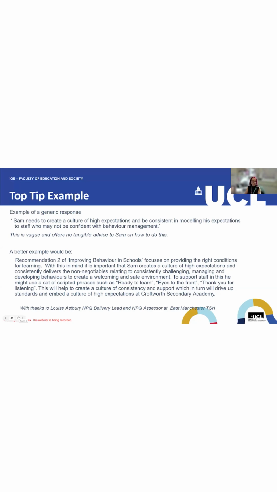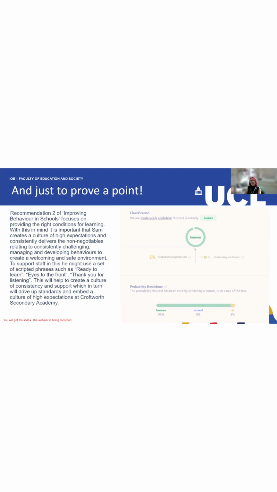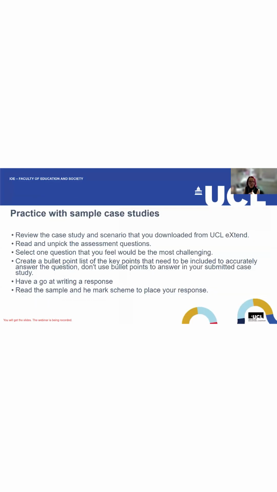So that you can make sure it's actionable suggestions. And then just to prove a point about AI, this is the response that you've just been looking at that I wrote. I've fed it into AI and it thinks I am 95% human, which, given I've got 2 hip replacements, is probably true. 95% human, 5% probability it's AI generated. And I think that's because I'm quoting, or not quite quoting, an EEF guidance report there. So it is possible. It's not foolproof, but it does give us a suspicion that we might need to pass on.